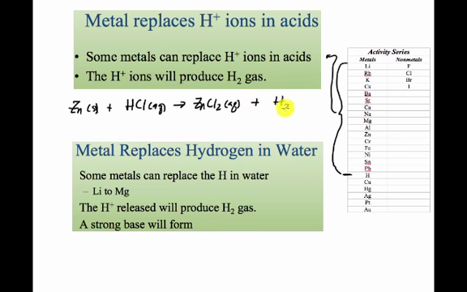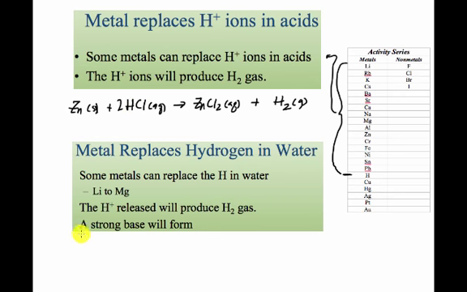Now remember, hydrogen is diatomic, and it's a gas, and therefore we would have hydrogen gas coming out. So the hydrogen ion turns into hydrogen gas. Okay, and again, you'd put a 2 here to balance that to make sure everything is good. Okay, so any of those metals will do a replacing of hydrogen in an acid.